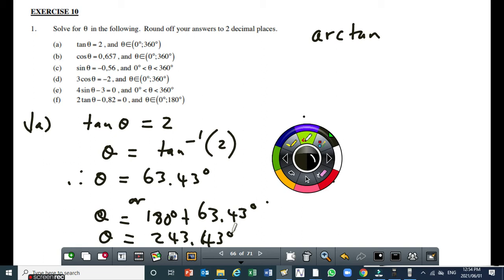Yes, what's your question? So, in the exam, when you take tan to the other side, you have to write tan and then minus 1. Yes. That's what you were taught last year.